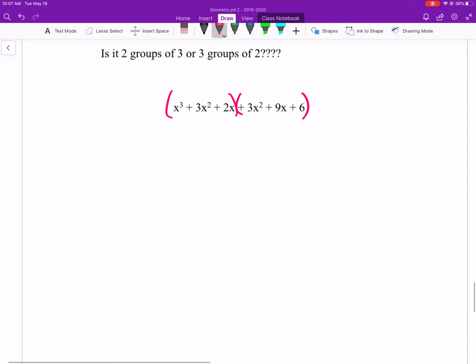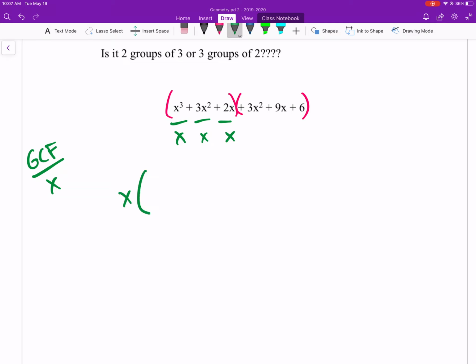So from the first set of parentheses, what would our GCF be? X cubed plus 3x squared plus 2x. What could we divide everything by? That would be x. Divide all 3 of those by x. They all have at least x to the first power in common. So x outside the parentheses, x cubed divided by x is x squared. 3x squared divided by x is 3x. 2x divided by x is 2.